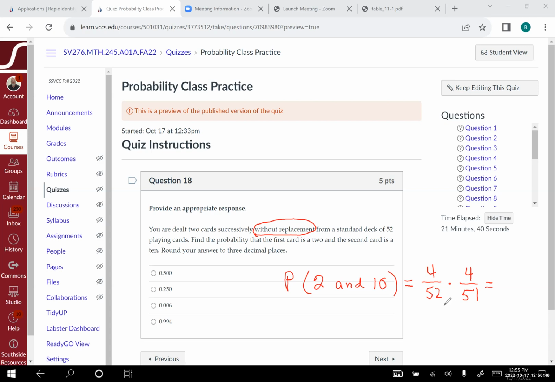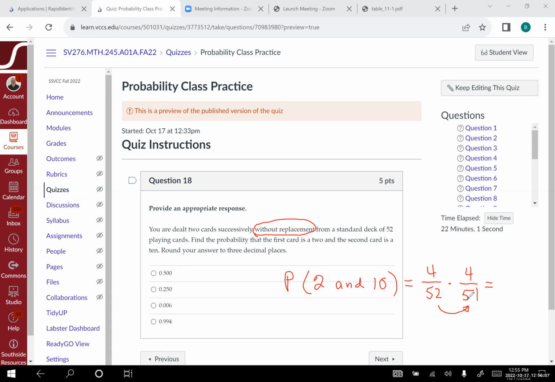The fact that they were dependent is right here, because we drew a 2 out, but we didn't replace it. We held it in our hand. So then when we were going to draw a 10, the deck was 1 card smaller. There were still 4 10s in the deck, but there was 1 fewer card overall.